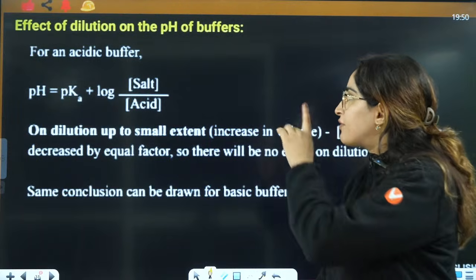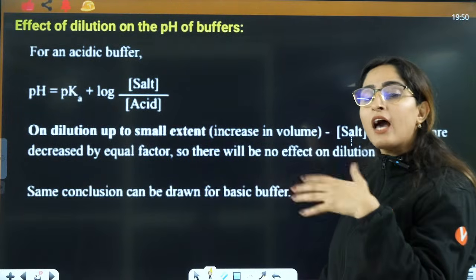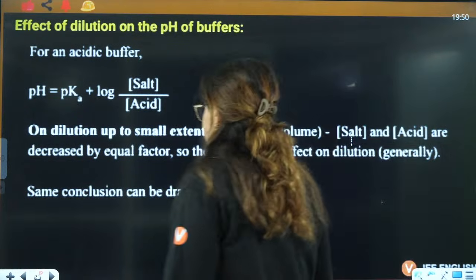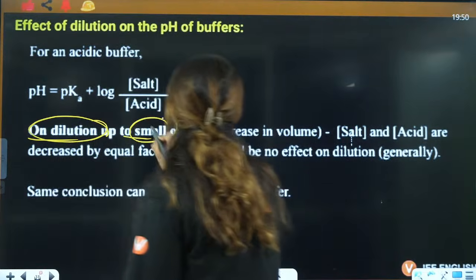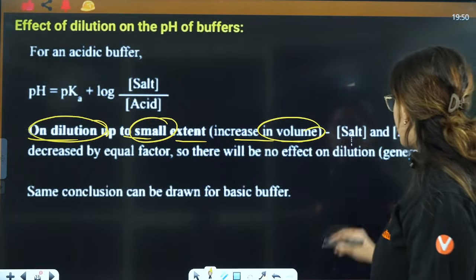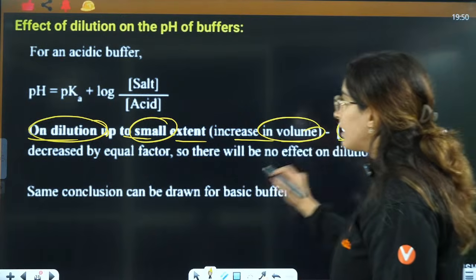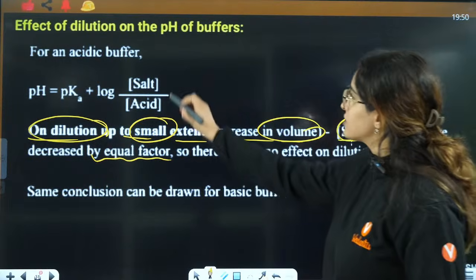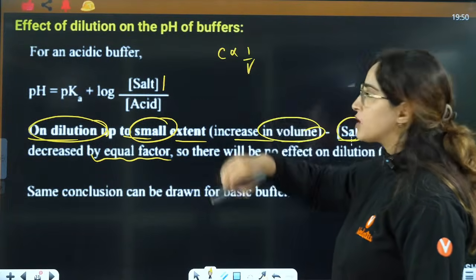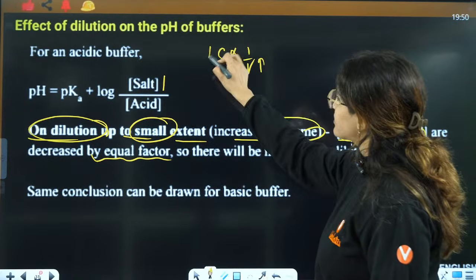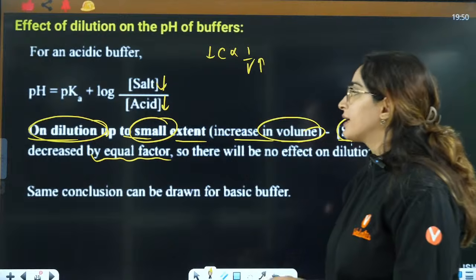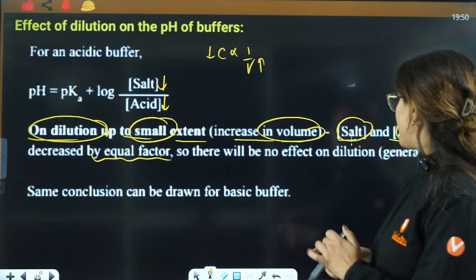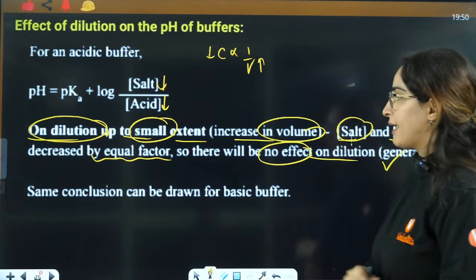For an acidic buffer, this is the formula. Now we'll verify why on dilution things don't change. On dilution, up to a small extent, an increase in volume is there. Salt and acid are decreased by an equal factor. Concentration and volume are inversely proportional, so this is increasing, this is decreasing. Both of them are decreasing to an equal extent, so there will be no effect on dilution in general.